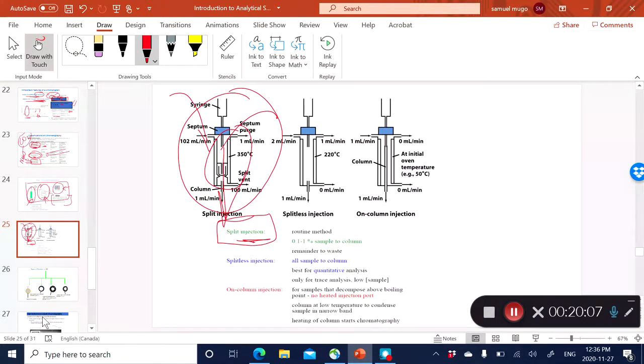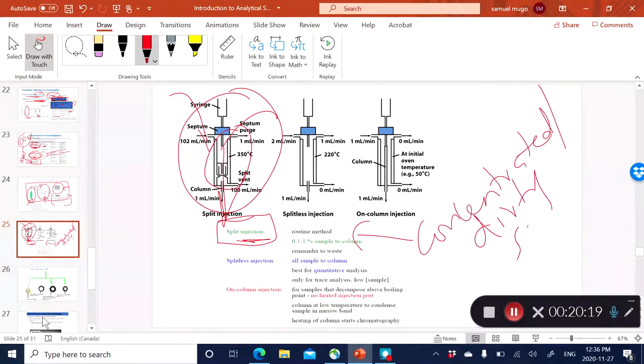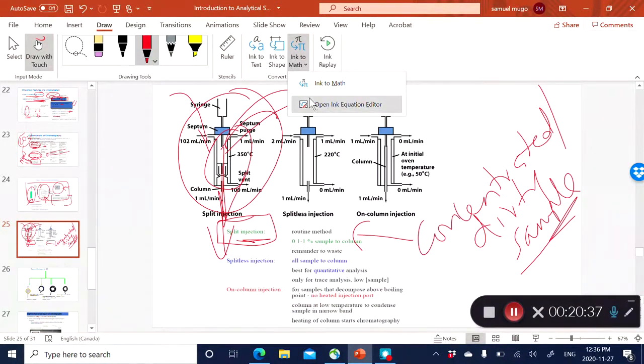And often the reason you do this is if at all I've got a very concentrated sample. So if at all I've got a very concentrated or a very dirty sample, I don't want to ruin my column, or I don't want to overload my column. So in that case, I would split my sample inside the injection port, and only a small portion is injected inside the column, whereas the rest goes to the waste using a vent.